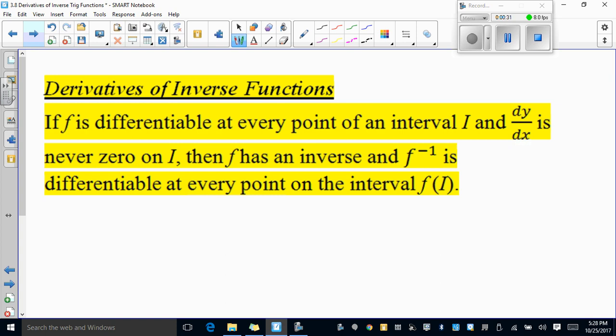Now, we're not going to go through this and prove it or anything like this. They're just telling you that inverse functions are going to be differentiable as long as they are continuous at every point.